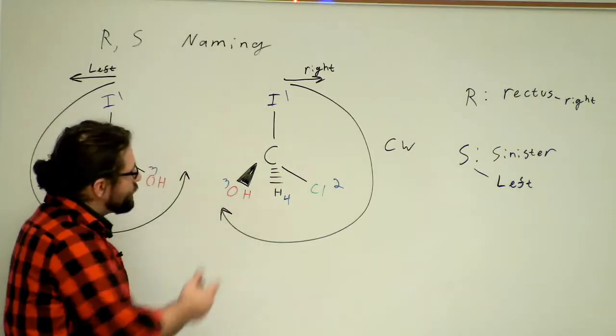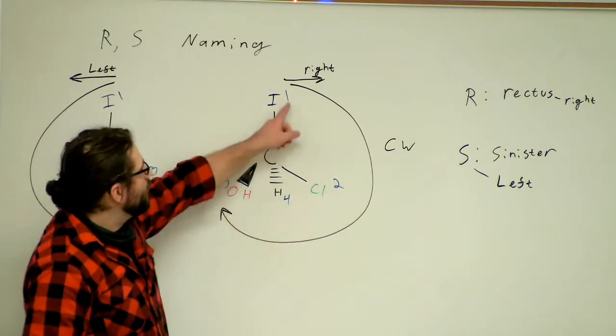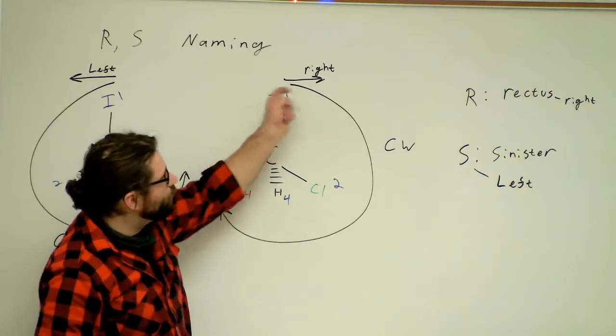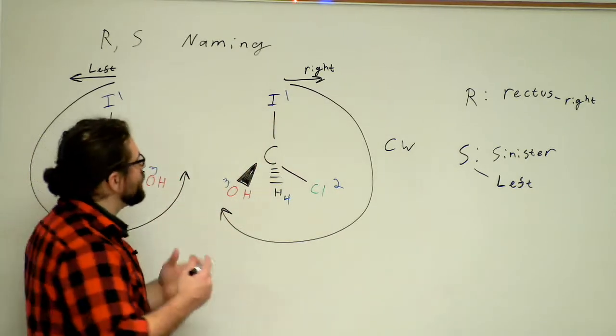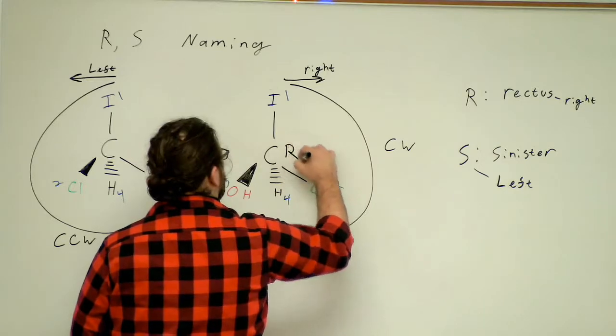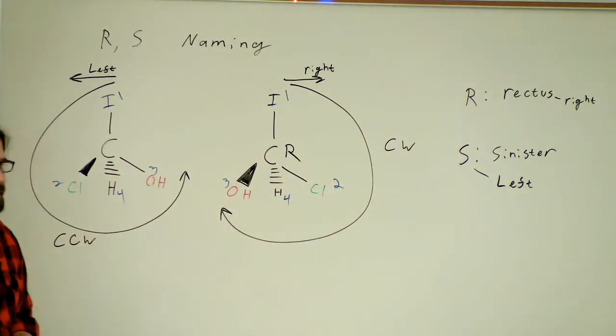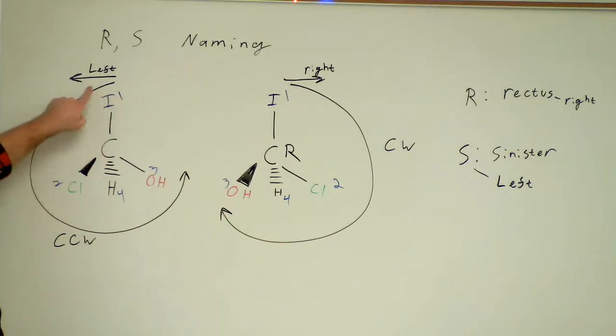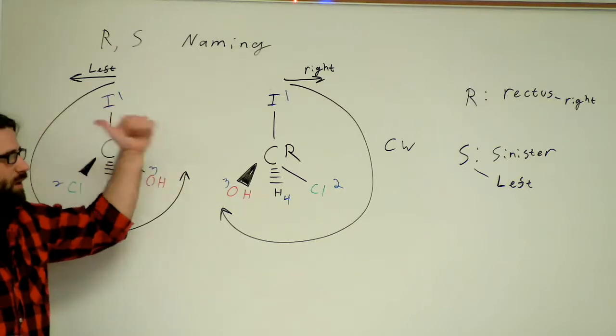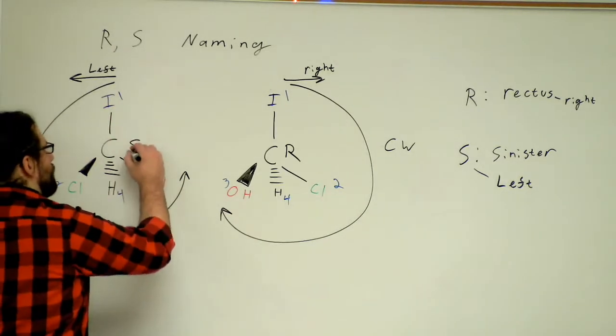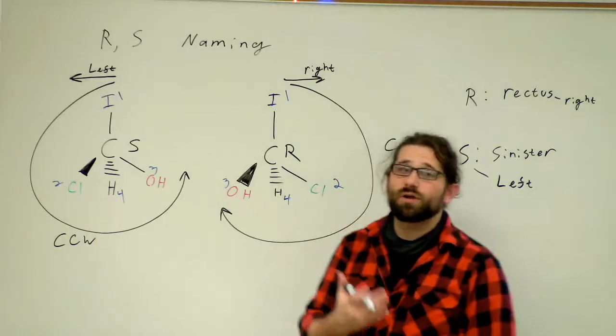And so if we look at this first one, this one right here, I'm going clockwise. I'm going to the right, so that would be rectus. So this would be labeled as the R enantiomer. All right? This one here is going counterclockwise or going to the left, so this would be the S enantiomer. That's how we're going to name these.